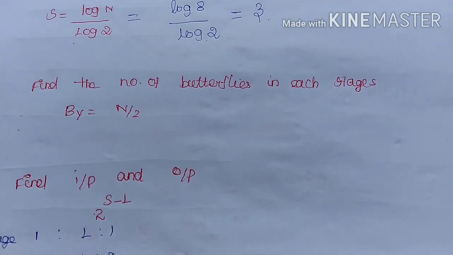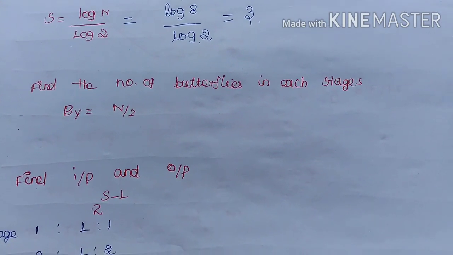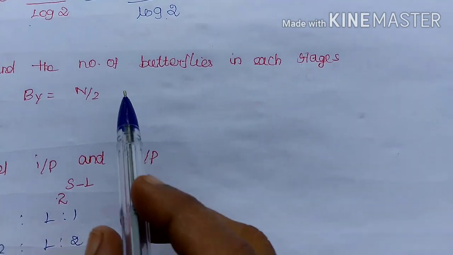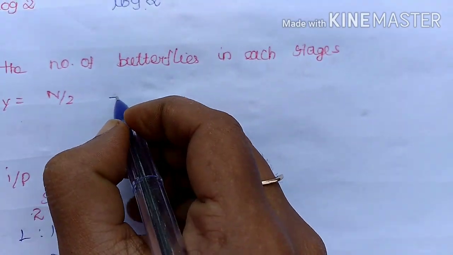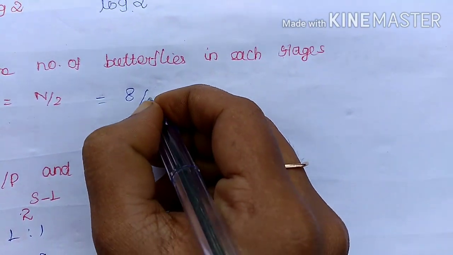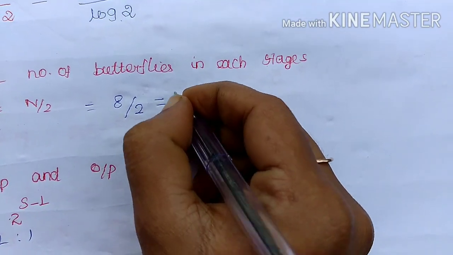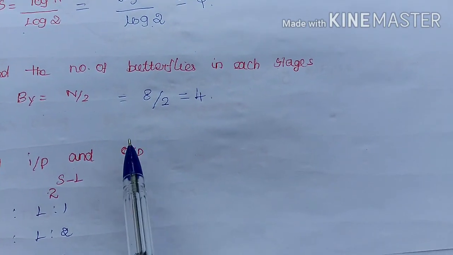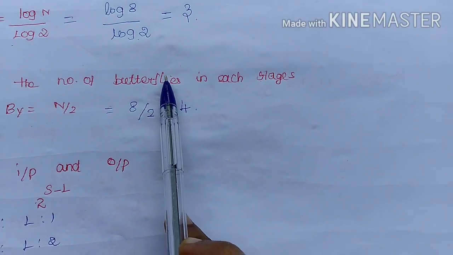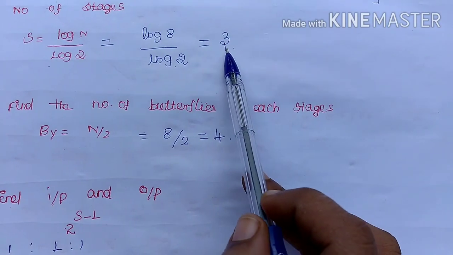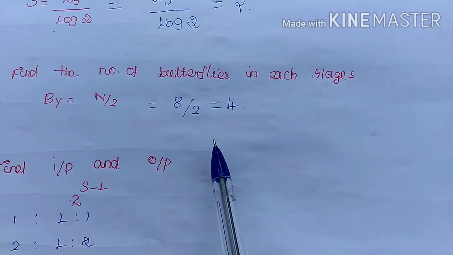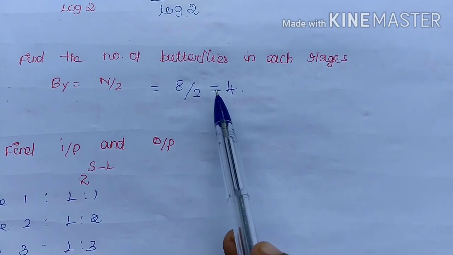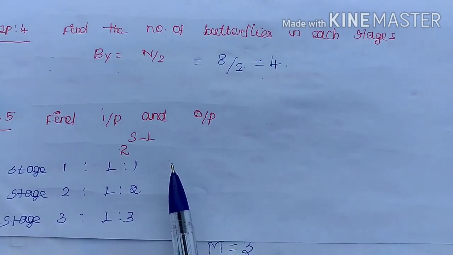Then step number 4: find the number of butterflies in each stage. We use one formula: butterflies equal N by 2. Here the N value is 8 divided by 2, so we get 4. Since we already found the number of stages is 3, for each and every stage we get 4 butterflies. That is the meaning of this step.